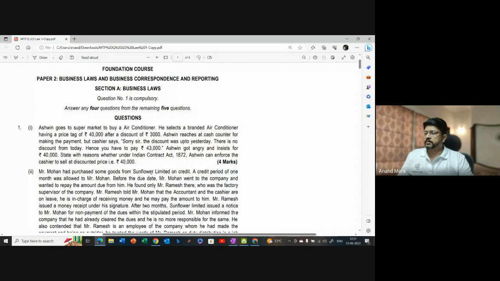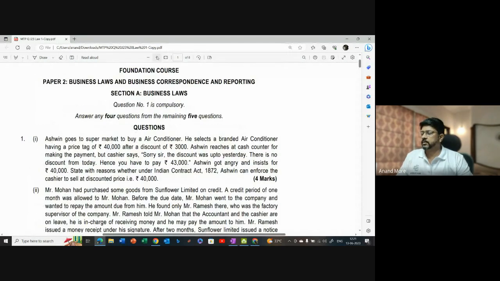So this is the question paper. What does it tell us now? Section A is of business law, and question number 1 is compulsory, and any 4 questions are to be solved from the remaining 5 questions. So they have told us clearly that question number 1 is compulsory and any 4 out of 5. While discussing, I'm going to discuss the entire question paper, but you are not going to write all the answers. Obviously, first question compulsory and any 4 out of 5.